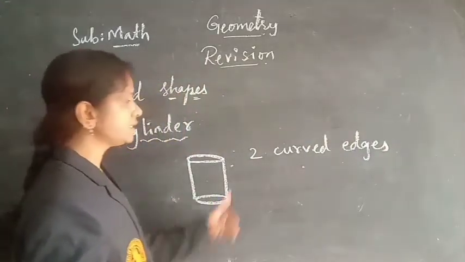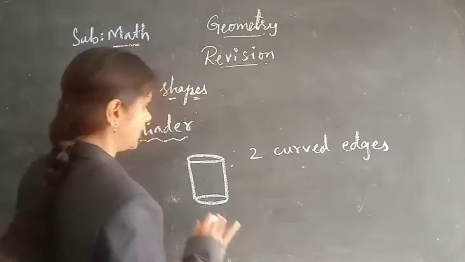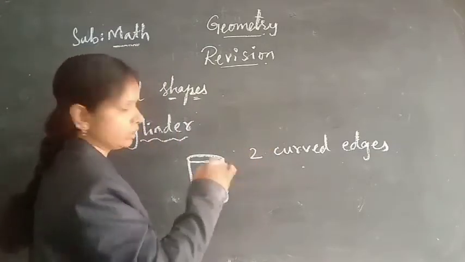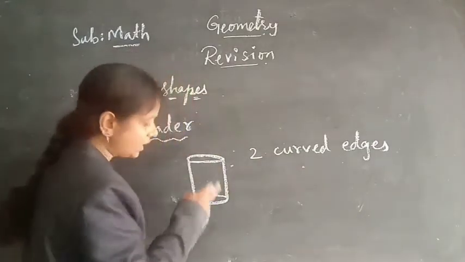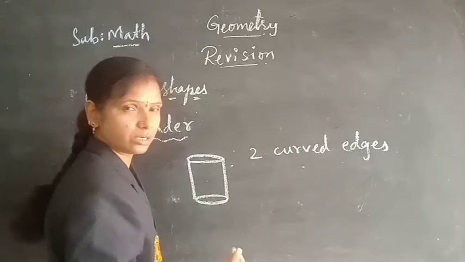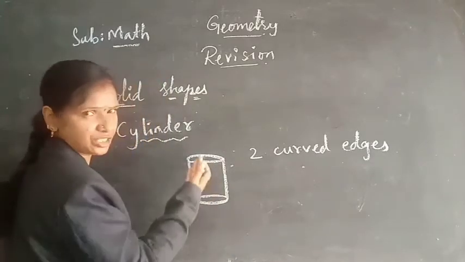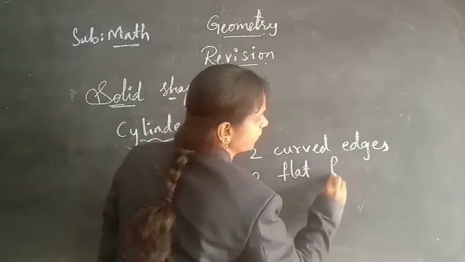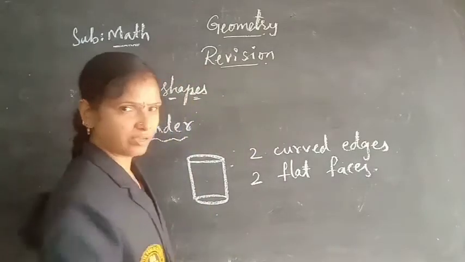The cylinder has 2 curved edges. And coming to the faces. Here at the top we have one circular shape. That is a circular shape, nothing but 2D, so it is a flat shape. And at the bottom also you can see a circular shape, again 2D. So 2 flat shapes, 2 flat faces. The cylinder has 2 flat faces.